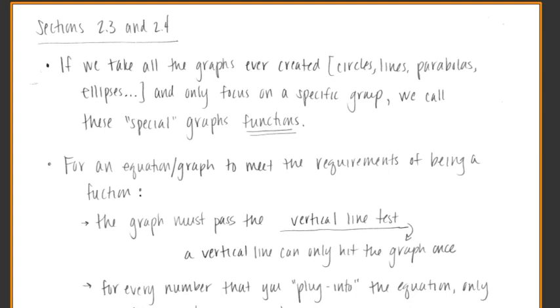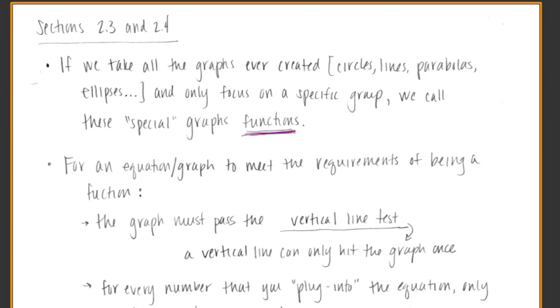So here, looking at this first bullet, if we take all the graphs that we know in the world, the circles, parabolas, V's, curves, slight curves, and all these other graphs out there besides lines, we can include lines as well, but let's broaden our horizon just a little bit. We have a very specific group out there, and we're going to call these the functions. It's a very special group called the functions.